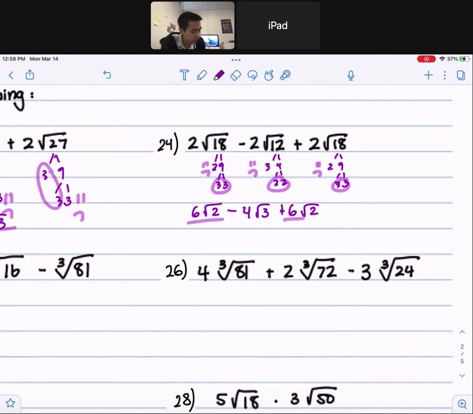So we can combine these two, right? Because they got the same radicand, the number inside the radical. So 6 plus 6, you guys, is 12 square root 2 minus 4 radical 3.